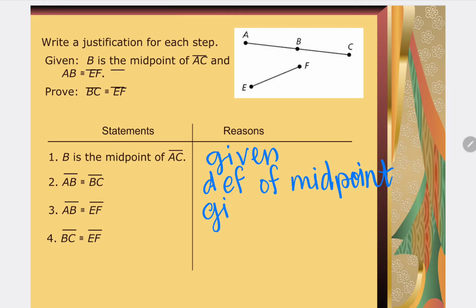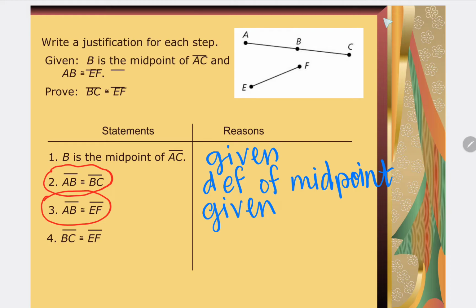And another given. I have AB equal to BC. I also have AB equal to EF. So I can use the transitive property here to say that because BC and AB are both equal to the same segment, BC is equal to AB, or is congruent to AB.